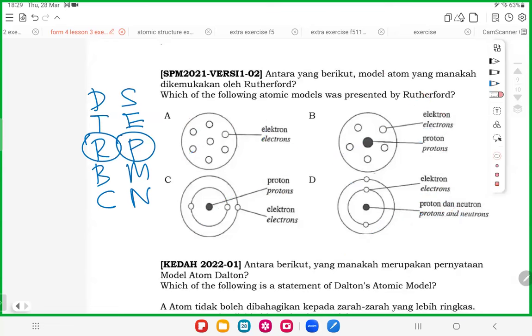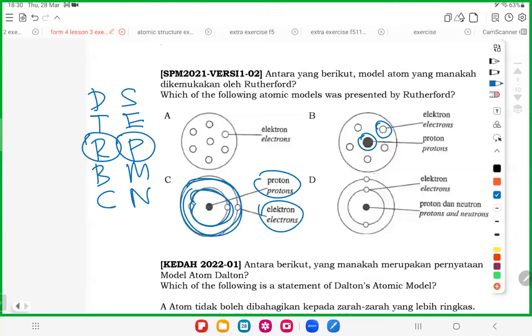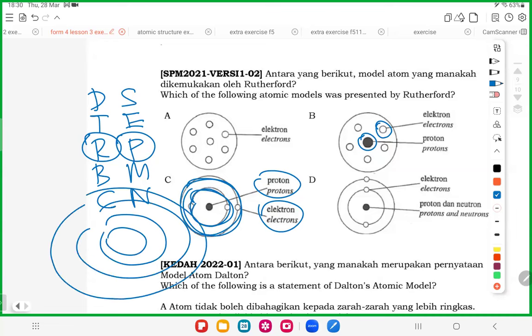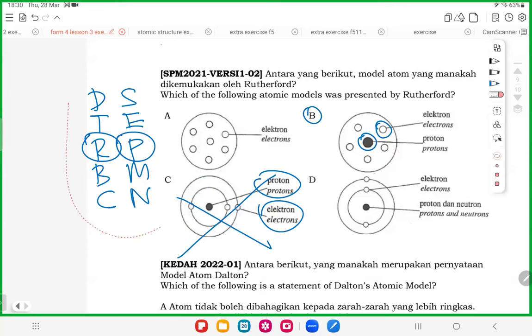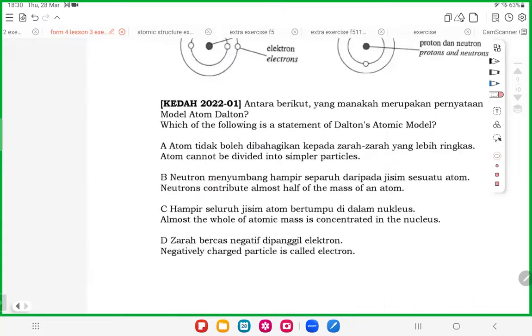How to choose between B and C? You see, this one, you have proton and electron only. So this one for answer C, that is proton and electron. Can you see these different circles? These circles are like different orbits, right? Different orbits, the shells. So who proposed the shell? Niels Bohr discovered that. Niels Bohr said the electron moves in this circle, the shell. So cannot. So the best answer is B. Okay? All right. Hope you all can understand this. Let's finish the rest.